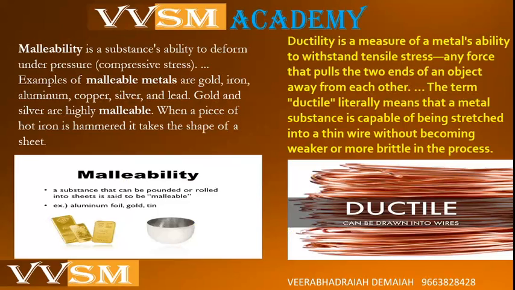Malleability and ductility are very important. Malleability is a substance's ability to deform under pressure, compressive stress. Example, malleable metals are gold, iron, aluminium, copper, silver, lead. Gold and silver are highly malleable.